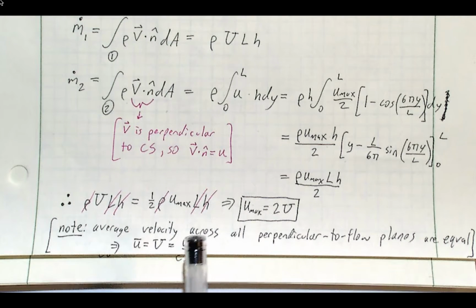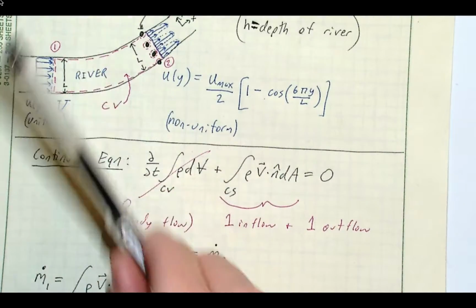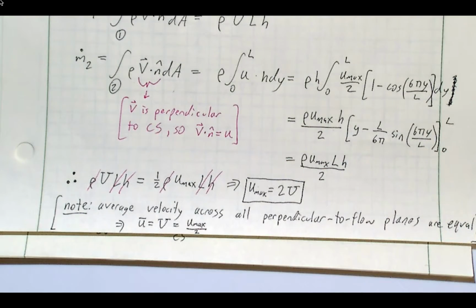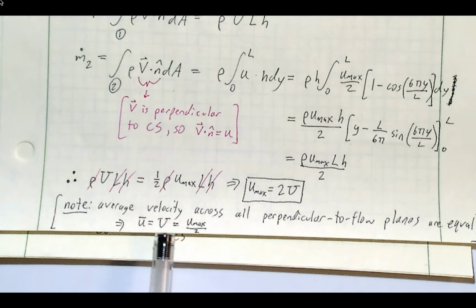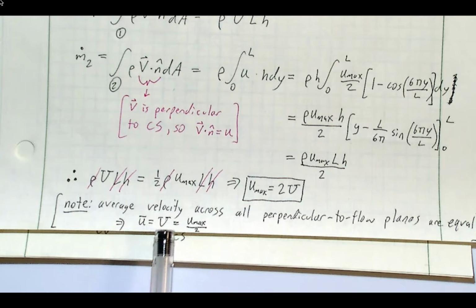Note here that the average velocity across any plane perpendicular to the flow must remain constant. That's a result of continuity for incompressible flow like this. So the average velocity is just going to be our uniform velocity, right? You took the average velocity across the first segment where it was uniform. Well, that's just going to give you that the average velocity is this big U, and that's half of our maximum velocity downstream.